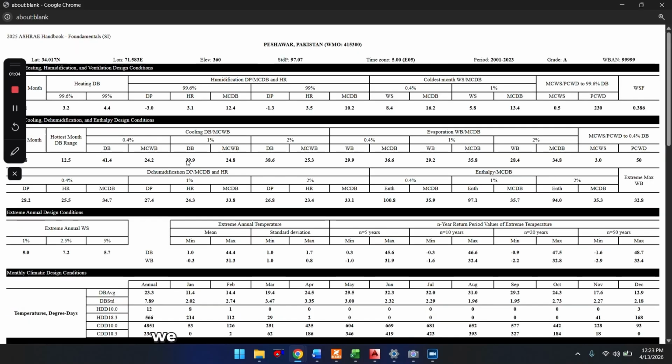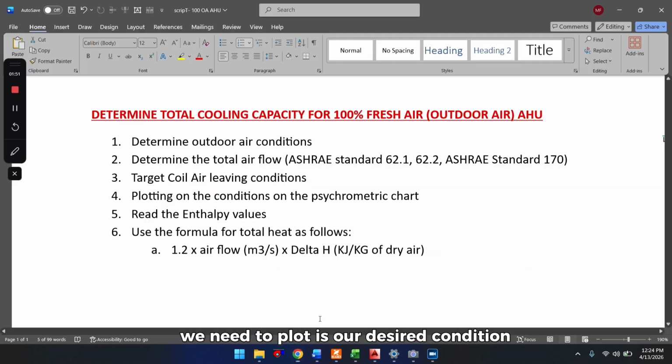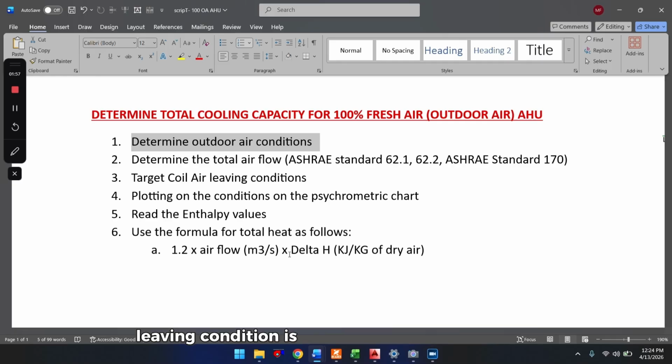From this table, we determine the required weather conditions, and in our case, we will use the dehumidification dew point with mean coincident dry bulb temperature at the 0.4% condition. These values are then plotted on the psychrometric chart. The second condition we need to plot is our desired condition, which is the air condition after the cooling coil, and in this example, our target coil leaving condition is 7 degrees Celsius saturated air.